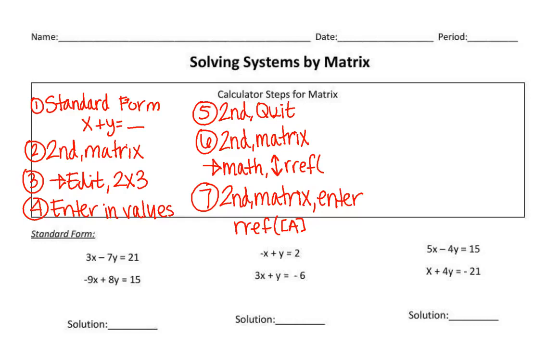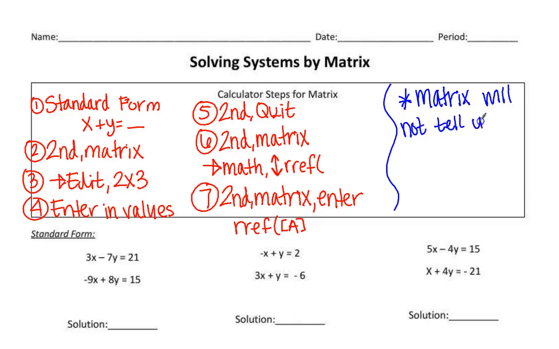However, there is a drawback to it, and this is something that you definitely need to know. What you need to know is that a matrix will not tell you if it is no solution or infinite solutions.